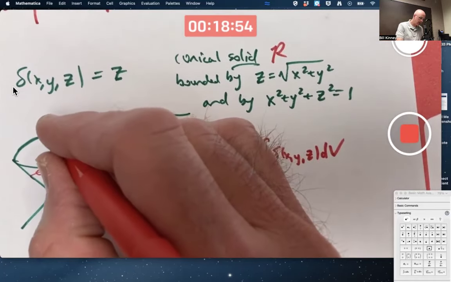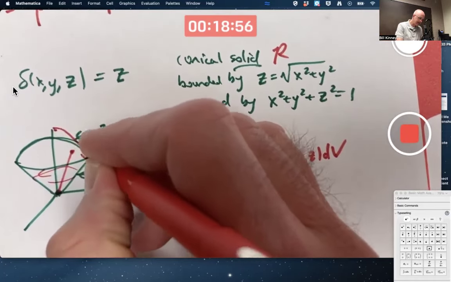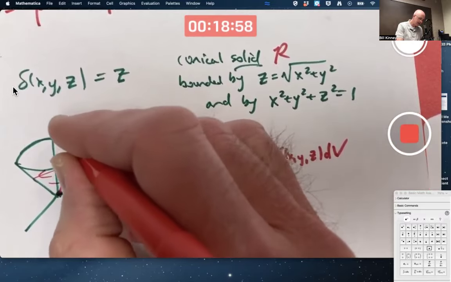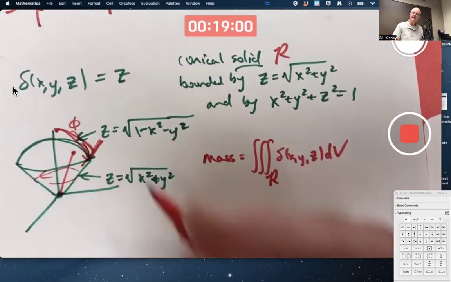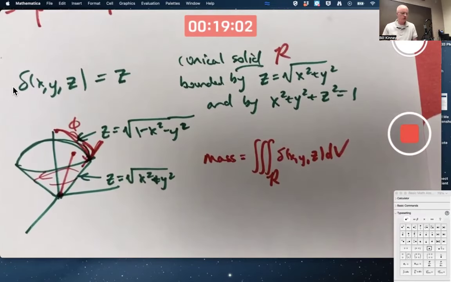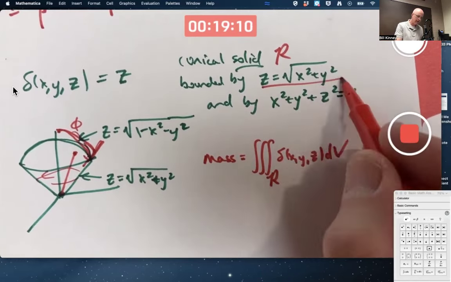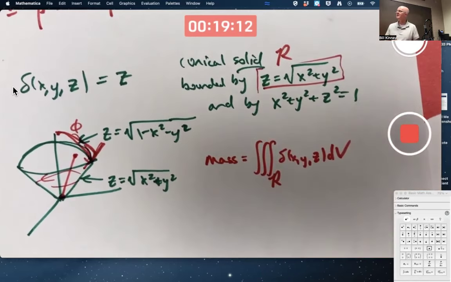Phi is the downward coordinate from the positive z-axis. It's about that big right there. That's the phi. 0 to, looks like it might be 45 degrees, pi over 4 radians. That is correct. The graph of this cone is at a 45-degree angle. Probably I would have to say that so you knew that, in case it wasn't completely obvious from the picture.